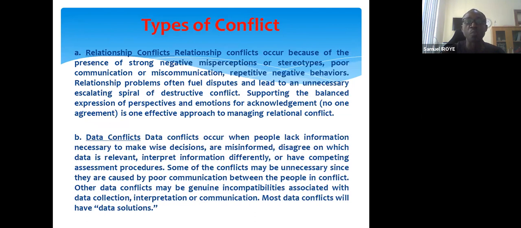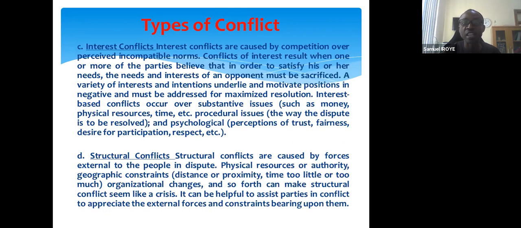Relationship conflicts occur because of the presence of strong negative perception or stereotypes, poor communication or miscommunication. This can bring relationship conflict. Data conflict, as I've said, deals with information. When there is lack of information or inadequate information, people are likely to find themselves in conflict. Interest conflicts are caused when interest is different from one person to another.